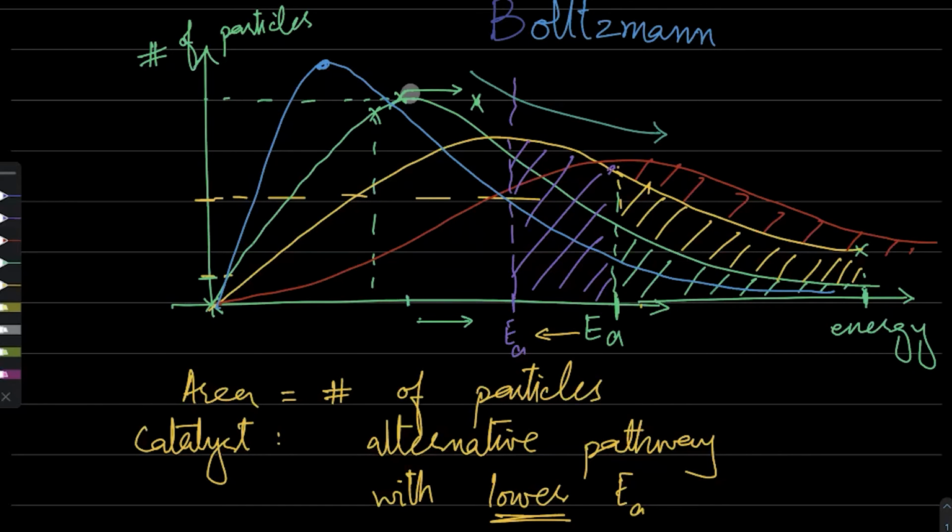Red one is flatter. Yellow one is not that flat. Yellow one is towards the left side more. Red is towards the right side more. Red is for a higher temperature. But there is one crucial point that I want you to focus on. They only intersect at one point.